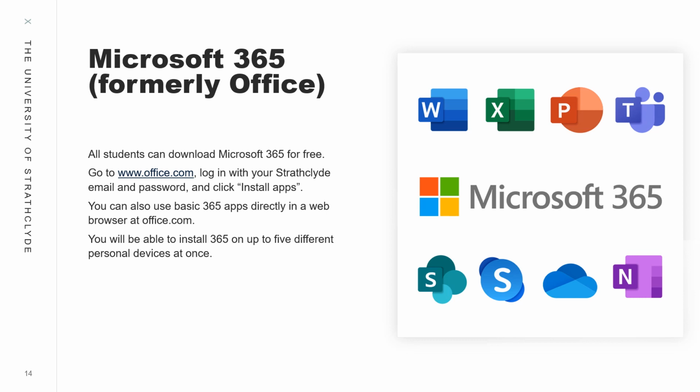You can install 365 on up to 5 different personal devices at once, which includes a mobile device. Just make sure you are signing in with your Strathclyde email and password to get licensed. And if you do already have an installation from before, you can just log out and log back in with your Strathclyde details, and that should be licensed.